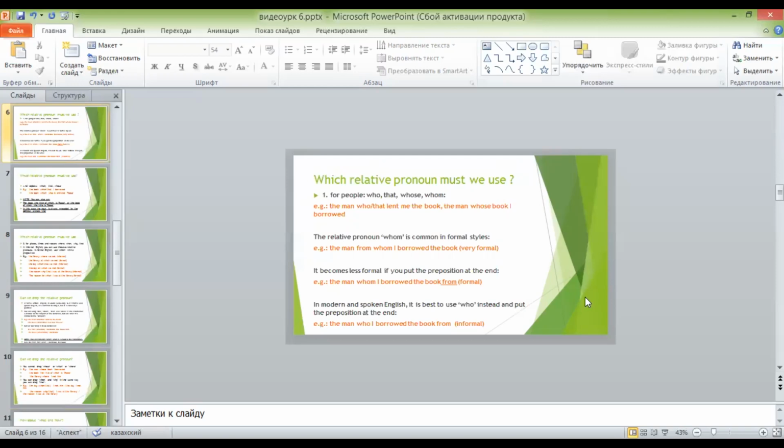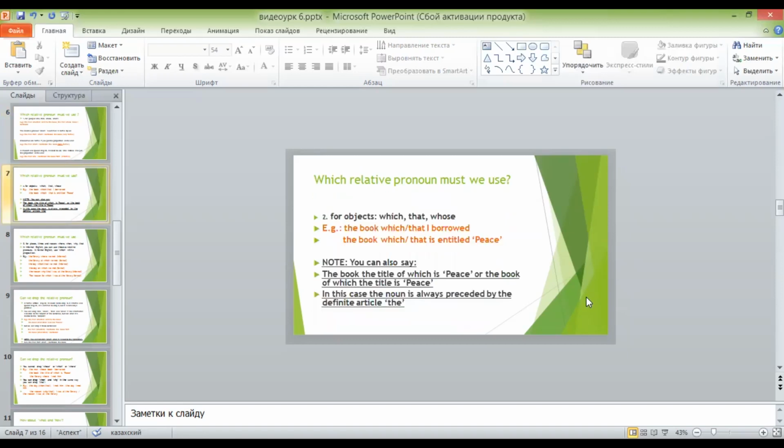For example, the man whom I borrowed the book from, which is used in formal speech. In modern and spoken English, it is best to use who instead and put the preposition at the end. For example, the man who I borrowed the book from, in informal speech.